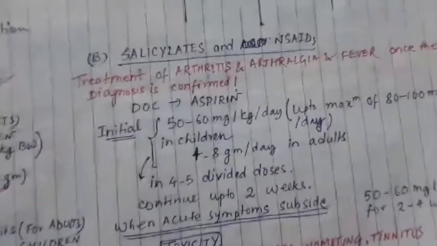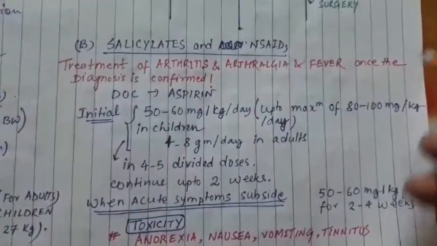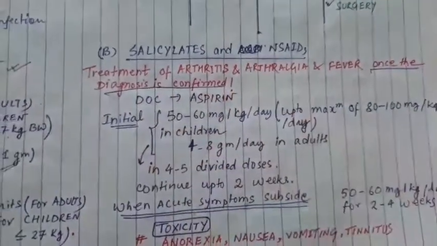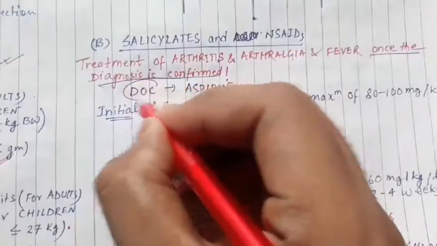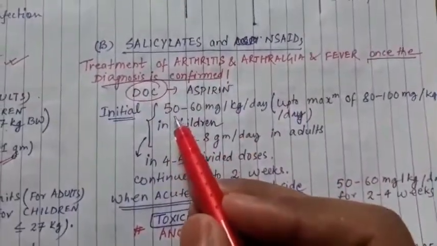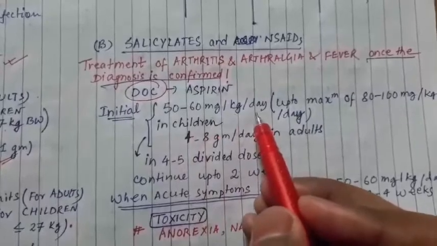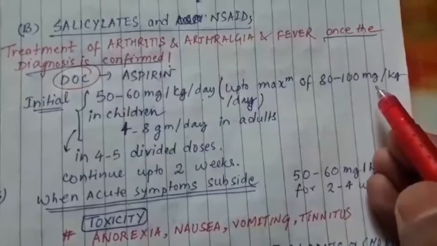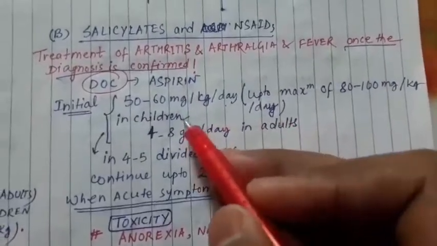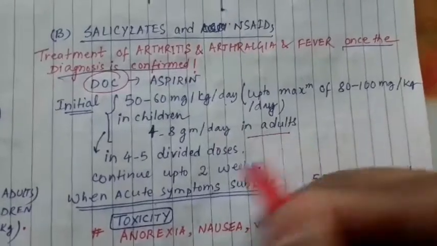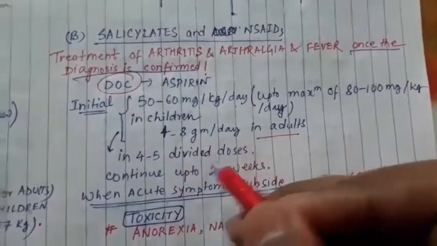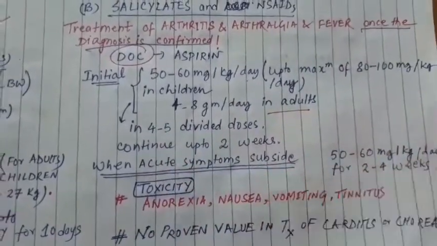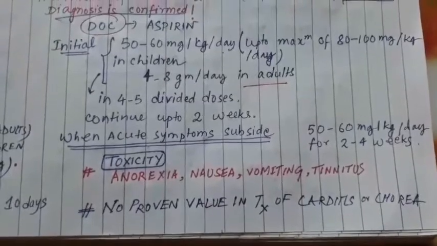Now for the treatment of arthritis, arthralgia and fever, once the diagnosis is confirmed, the drug of choice is aspirin. Initially, aspirin should be administered at a dose of 50 to 60 mg per kg of body weight per day, up to a maximum of 80 to 100 mg per kg of body weight per day in children. In adults, the dose is 4 to 8 gram per day, administered in 4 to 5 divided doses, and may be continued up to 2 weeks.